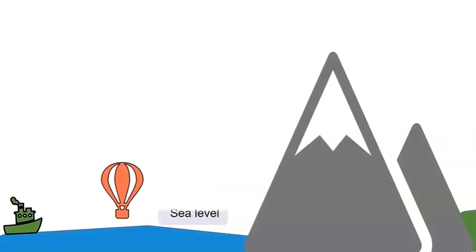Remember when we were at sea level? Sea level is the level of the ocean. Boats and ships sail at sea level. Elevation is the height of something, such as a mountain above sea level. So, when we say that a mountain has a high elevation, we mean that the top of the mountain is high above the ocean or above sea level. The higher a landform or an object, such as a hot air balloon, is above sea level, the higher its elevation.